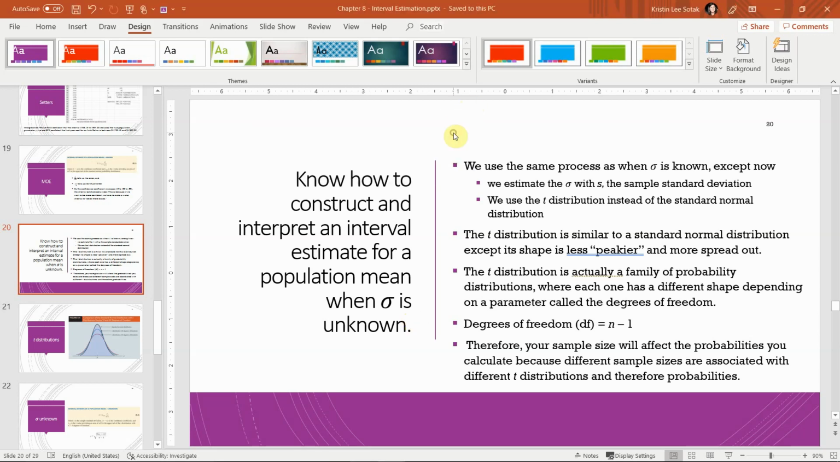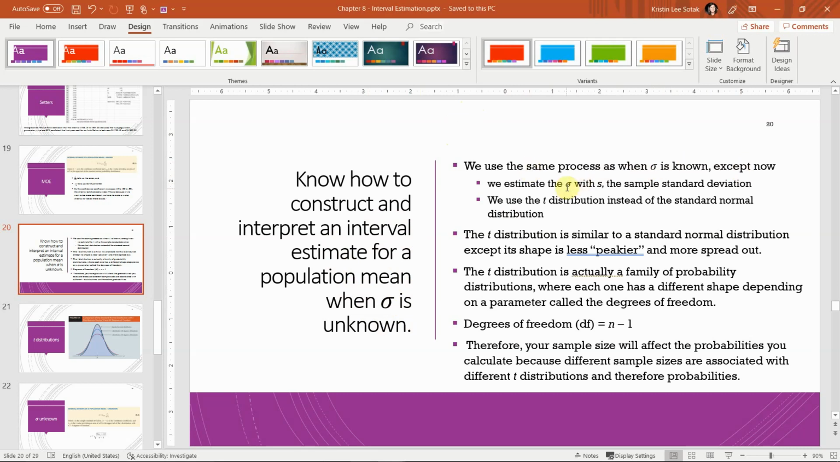Alright, so in this video I'm just going to introduce the situation where we're looking at creating an interval estimate for a population mean when we don't know sigma, the standard deviation of the population. So the process is the same as when the standard deviation is known, except now there are a couple of differences.